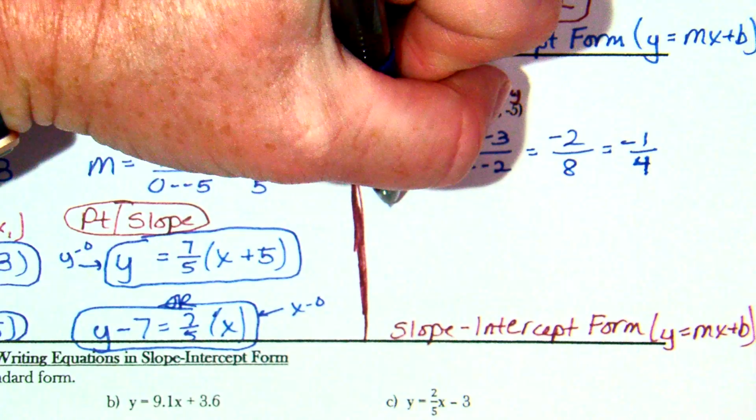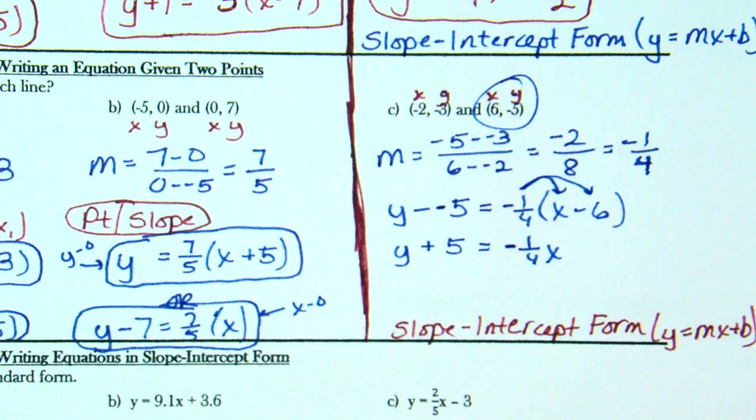Do you need the visual? -1/4 times -6. I'm going to do 6 over 1. I'm going to multiply across. The negative times the negative is a positive. 6 over 4. But I'm going to reduce that. They both divide by 2, so 3/2.